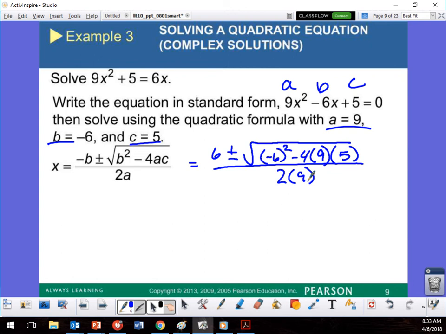So we get 6 plus or minus the square root of negative 144, all over 18. Hold on, I'm still waiting because people are calculating the argument. Negative 144, yes. Do we have to factor out the 144 before we can reduce the 6? Yeah, I'm going to do all that.